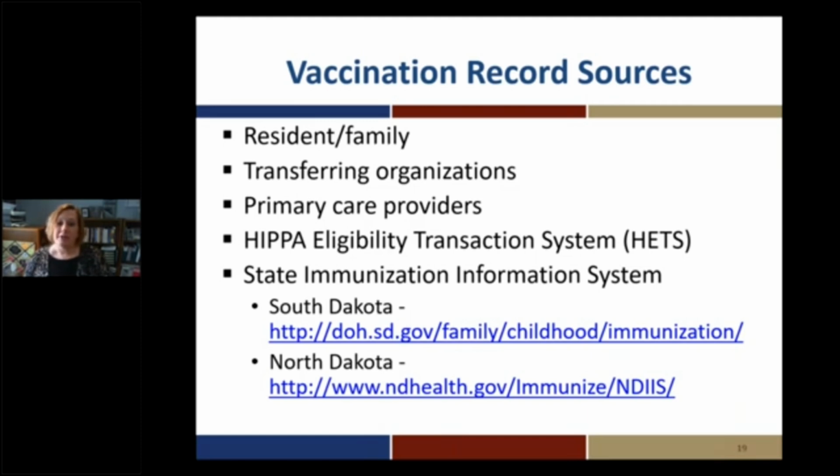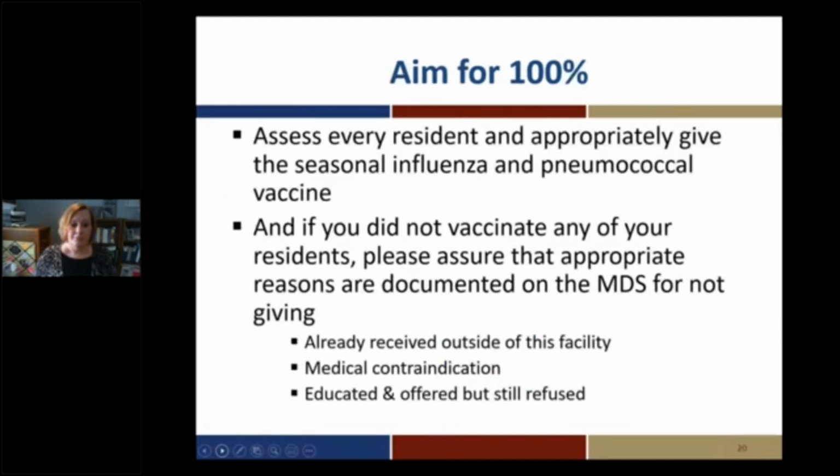The HIPAA eligibility transaction system includes immunizations that have been billed. You can ask your billing department about this resource. Also, check your state's state immunization information system website to see if there is a record of immunizations available. There are several resources. Aim to assess and appropriately give the pneumococcal vaccine to 100% of your residents.